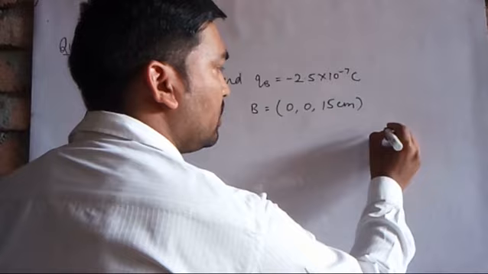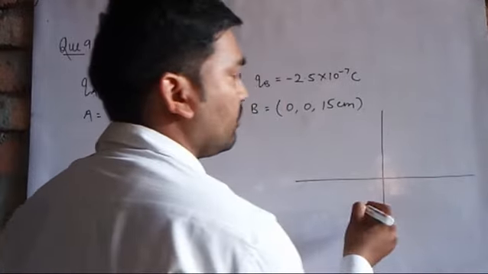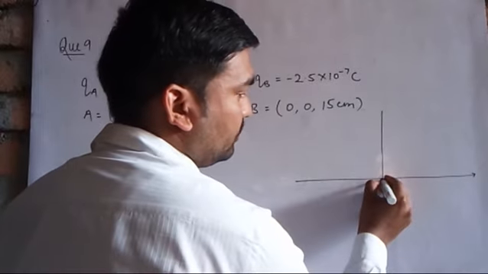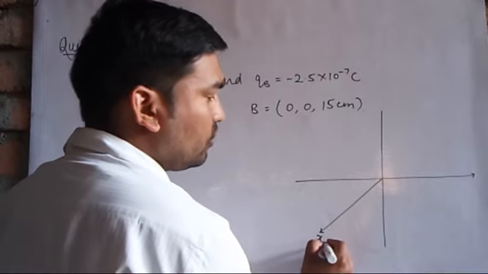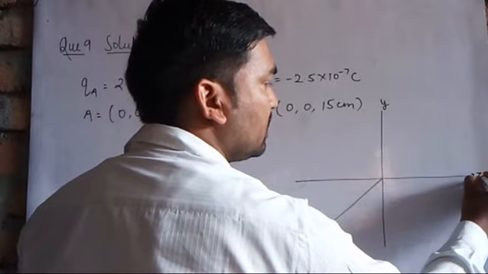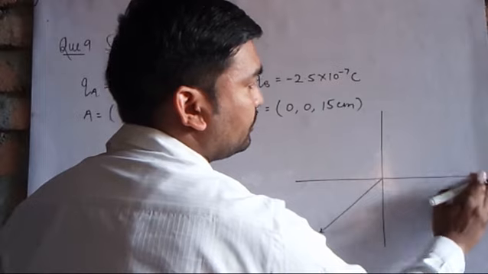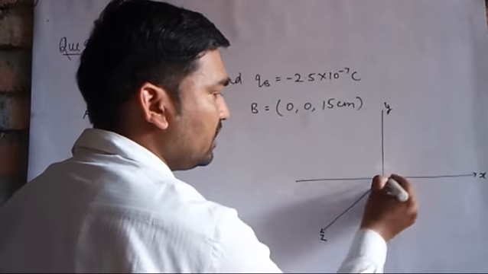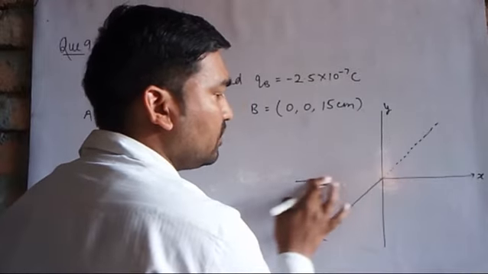Let us draw the coordinate system. Let us consider this is the X coordinate axis, this is the Y axis, and this is Z. Sorry, this is the X, Y, and Z coordinate system. The negative Z should be increasing. Okay.